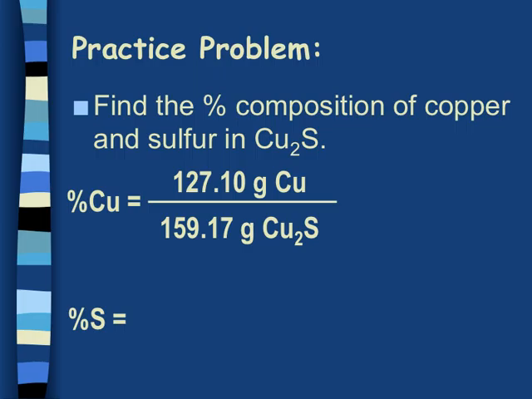So now we have the mass of the copper on top divided by the mass of the whole sample on bottom times 100. So calculate out what is that percentage of copper.